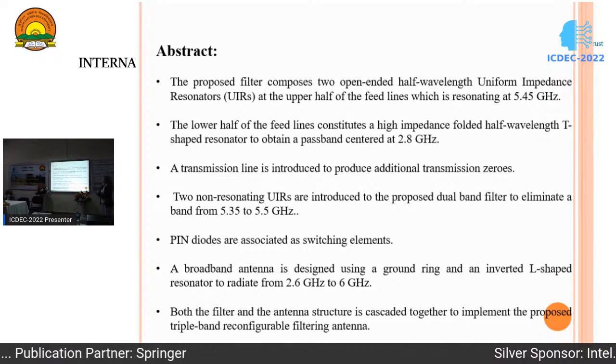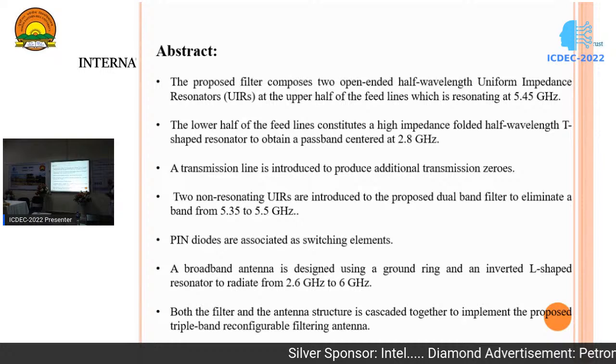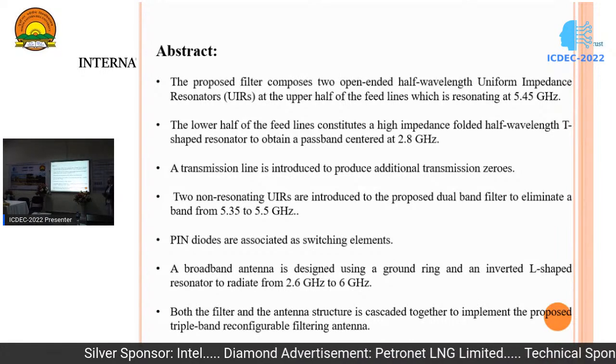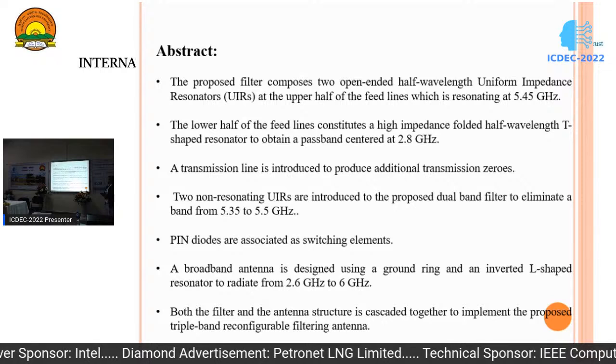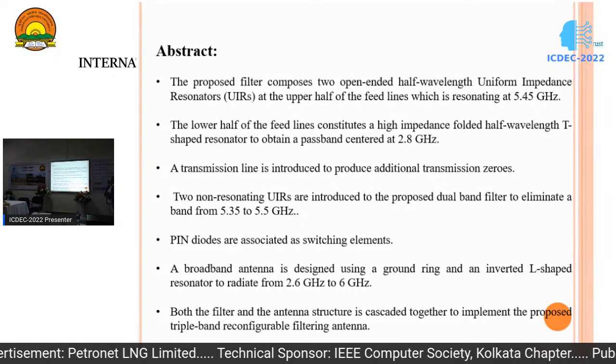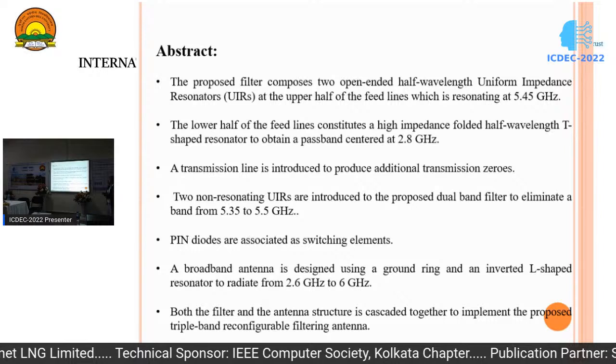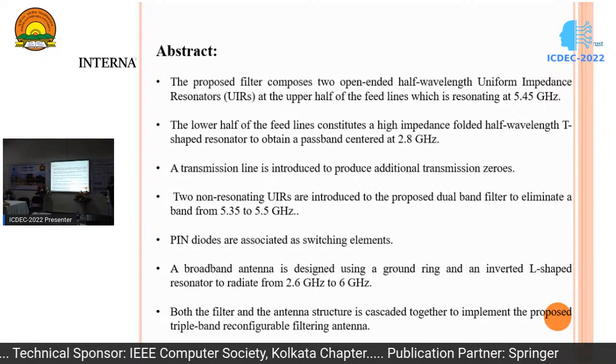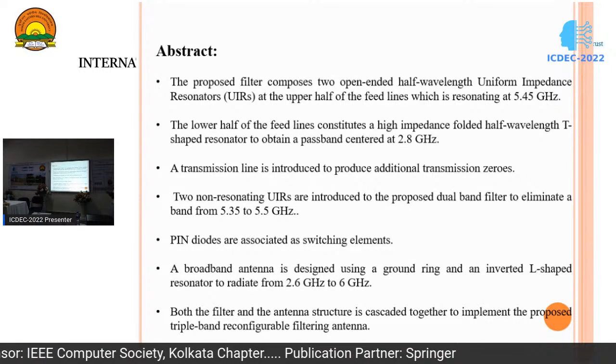Here we are also using two non-resonating UIRs introduced in the proposed wideband filter, and these UIRs are designed in such a way that the band from 5.35 to 5.5 GHz is eliminated by creating a notch around 5.45 GHz. Finally, next we have designed the broadband antenna.